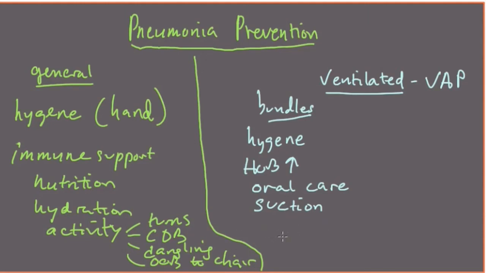Finally, what you really want to do is try to wake your patient. That might mean decreasing sedation and extubating your patient ASAP. Because once you get that tube out, you've really gotten rid of the whole situation that puts the patient at risk for ventilator-associated pneumonia.